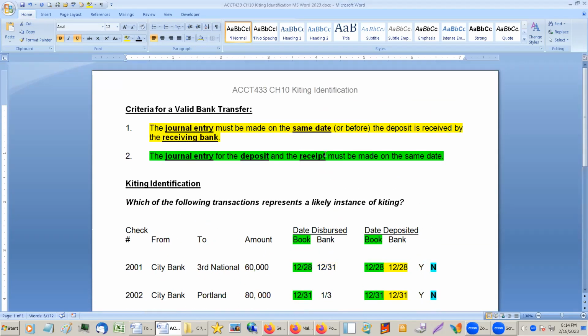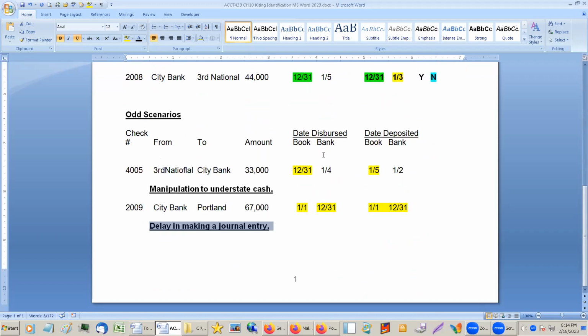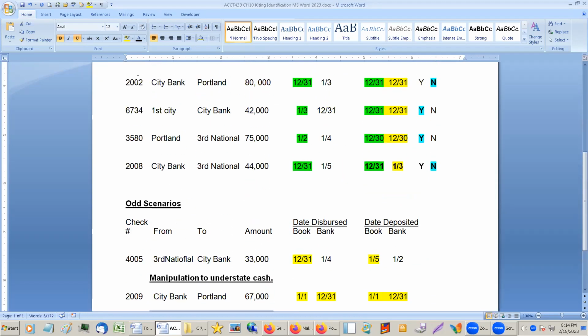Okay, so this is the kiting thing. It's basically how to manipulate cash. Now, again, nowadays so much of it is done electronically that this is not an issue. If it's done electronically, usually the disbursement and receipt are on the same date and it's very quick. And if that happens, there is no delay in a check clearing, for instance.